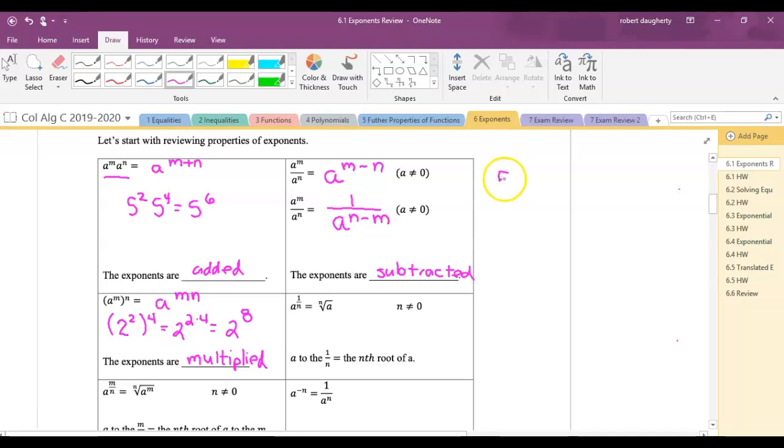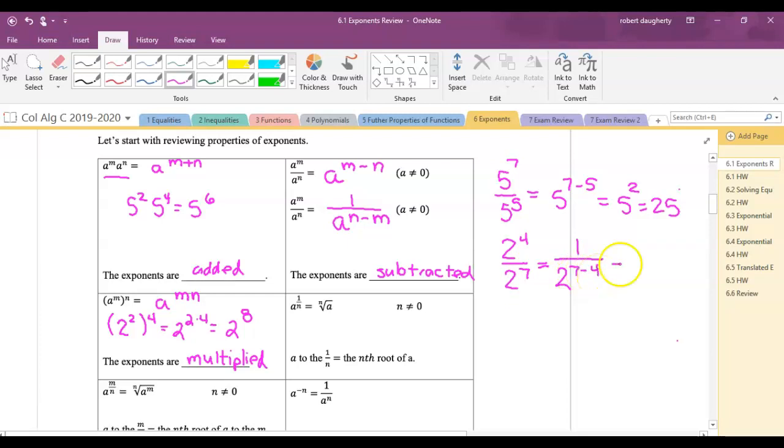So if I had something like 5 to the 7th over 5 to the 5th, that is 5 to the 7 minus 5. That's 5 squared, or 25. If I had 2 to the 4th divided by 2 to the 7th, that's 1 over 2 to the 7 minus 4. That's 1 over 2 cubed, which is 1 over 8. 2 times 2 times 2.